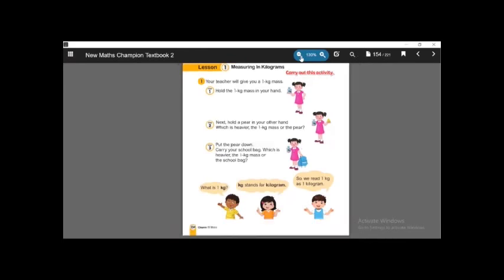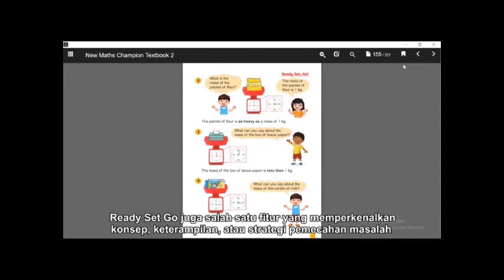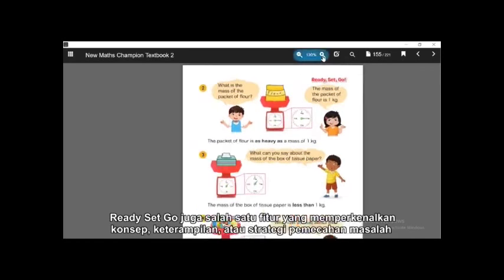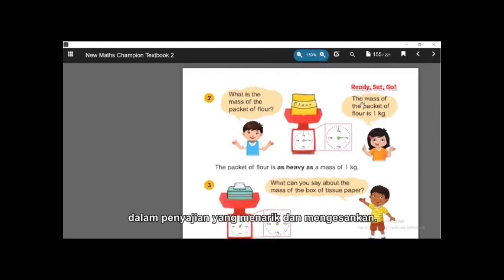And let's turn to the next page that is about Ready, Set, Go. It is also one of the features in New Math Champion. It introduces the concepts, skills, or problem-solving strategies in a very engaging way. And the visuals and the pictures here are also very good and very interesting for the children to learn.